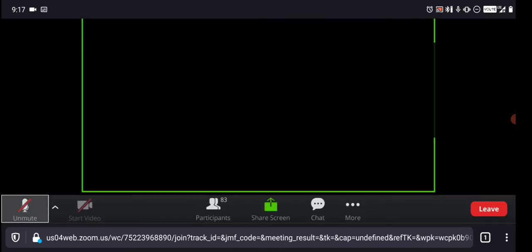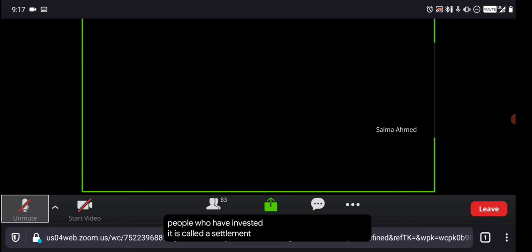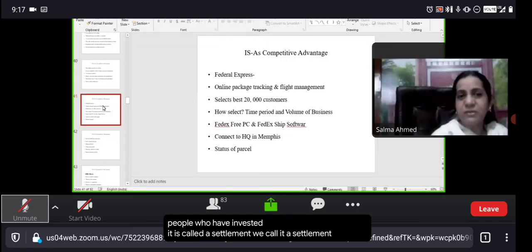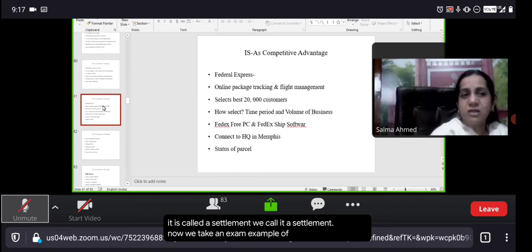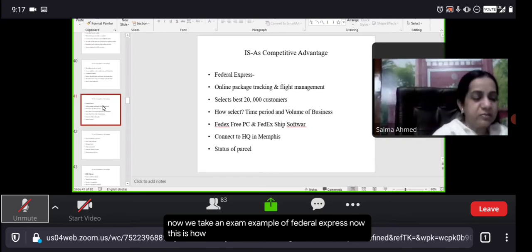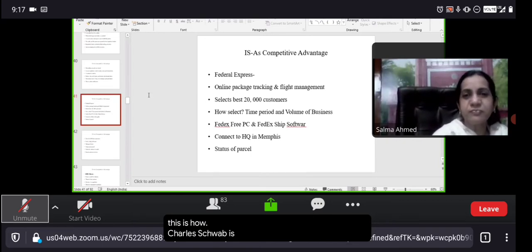We call it a settlement. Now we take an example of Federal Express. This is how Charles Schwab is doing it in an online stock trading system.